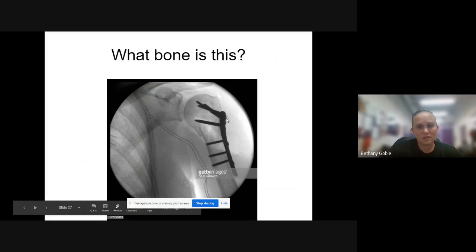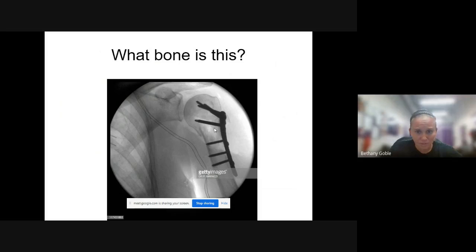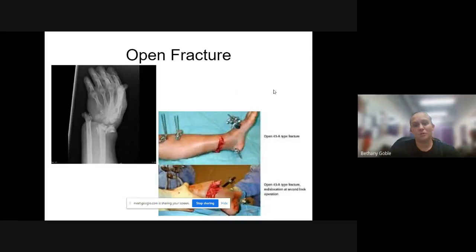So as you see, this person has a rod and screws because they shattered their humerus bone, and that had to keep it in place. Okay. Oh, told you some gnarly pictures.